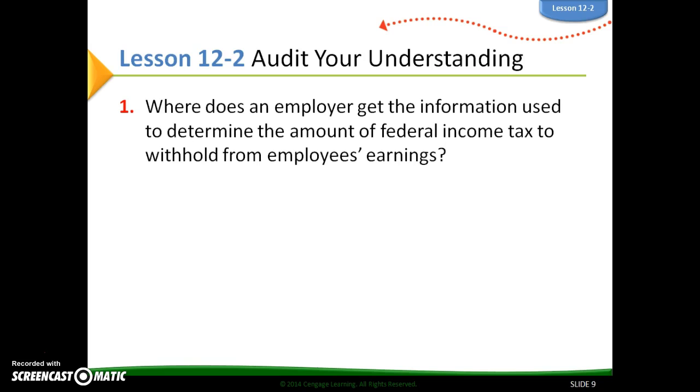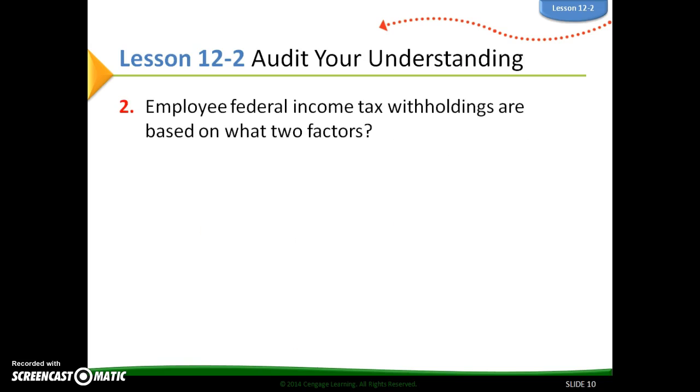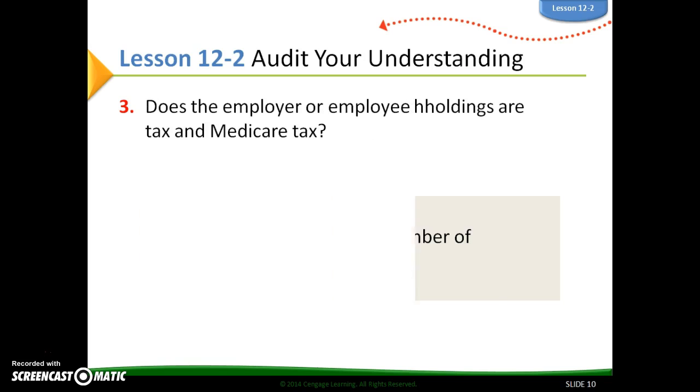Okay, so audit your understanding. Where does an employer get the information used to determine the amount of federal income tax so that they can withhold the correct amount from employees' earnings? That's going to come from the W-4, which is the Employee's Withholding Allowance Certificate. Employee federal income tax withholdings are based on what two factors? Marital status and the number of withholding allowances.